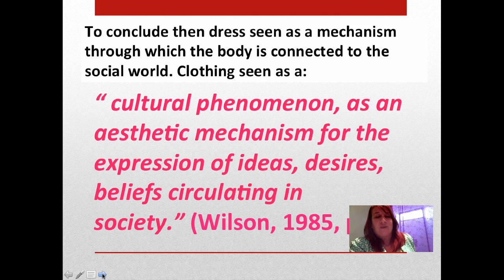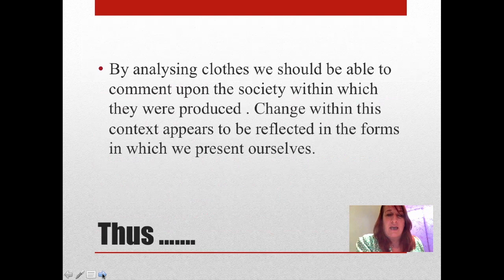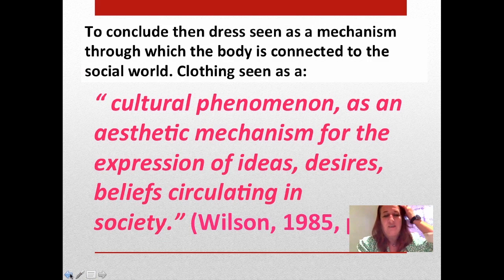And I think to conclude, then, it's always good to finish with looking at our relationship to key fashion texts. Again, Elizabeth Wilson argues that dress be seen as a mechanism through which the body is connected to the social world. Clothing in this context is seen as a cultural phenomenon, as an aesthetic mechanism for the expression of ideas, desires, beliefs circulating in society.